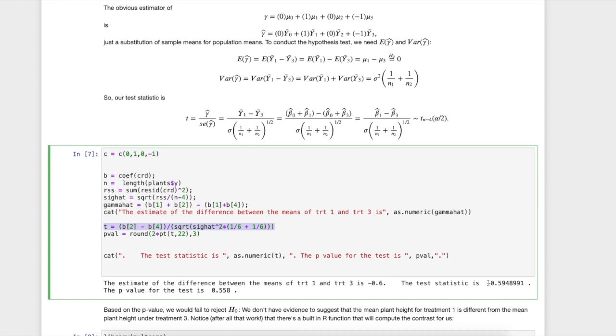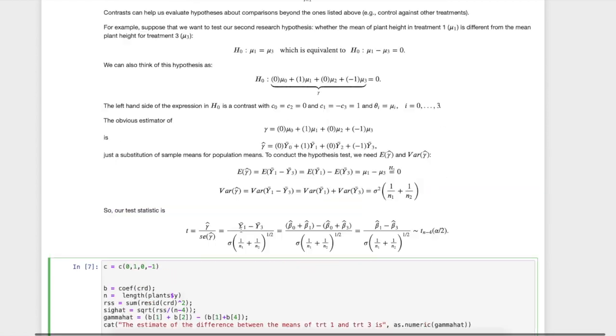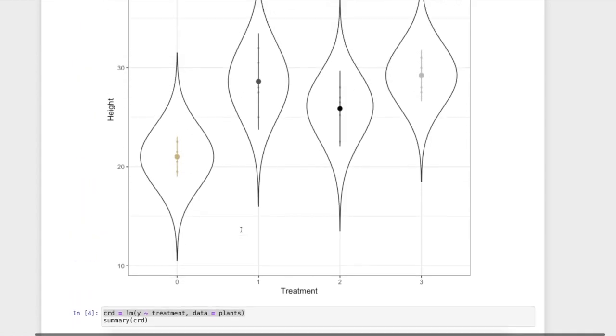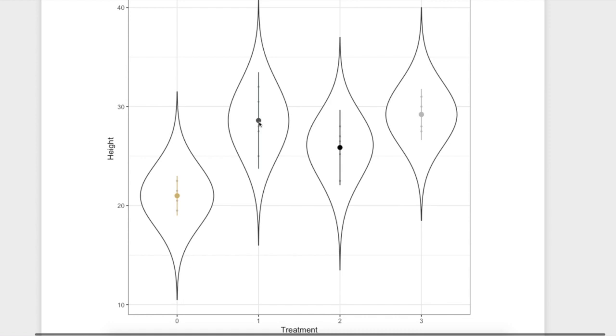The t statistic is small in magnitude, and so that means the p-value that we calculate here will be large. And so that tells us that we'll fail to reject the null hypothesis, which means that we don't have evidence to suggest that the mean plant height for treatment 1 is different from the mean plant height under treatment 3. So if we go back up and look at the plot that we had, notice treatment 1 mean, treatment 3 mean, those are pretty close, and so we don't have evidence to suggest that those are very different.